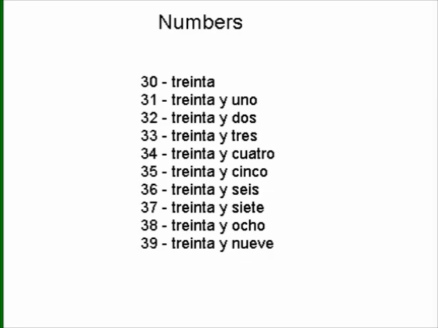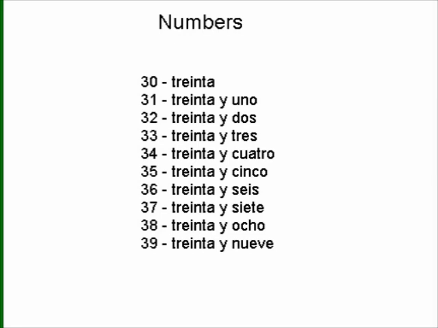30 is treinta, and you can see that now we're no longer squishing our words together. So from 31 on through 99, we're going to have 30 and 1, 30 and 2, and so forth. 31, 32, 33, and so on, all the way through 99.